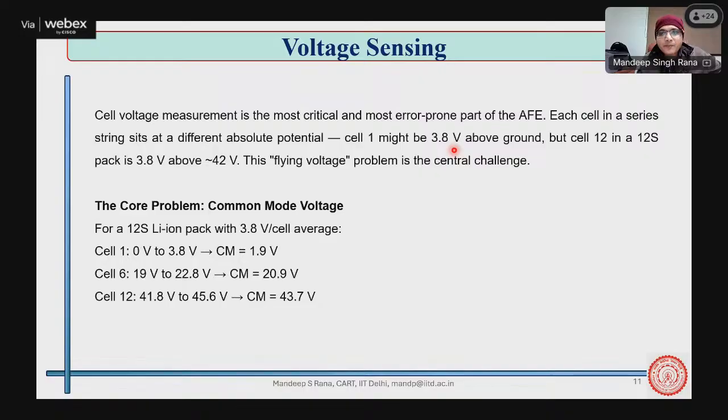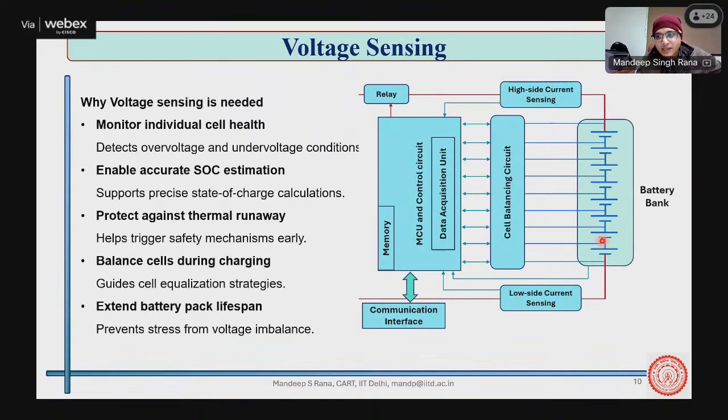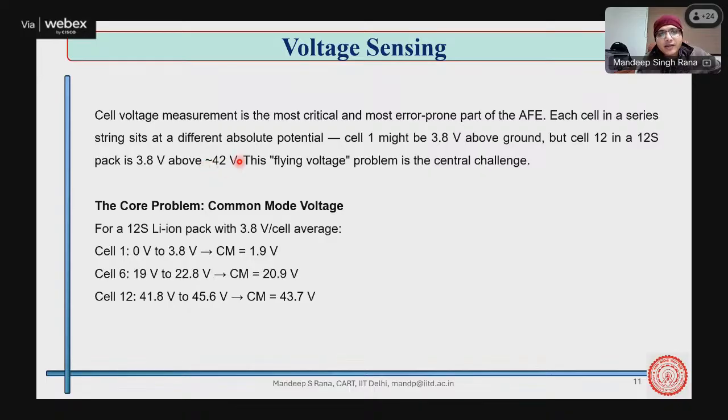But think about it, the lowermost cell is near ground like this one, and the uppermost cell is near the high voltage side. So basically you have various situations like one cell which is sitting at 48 volt and it has 3.8 volt, another cell which is sitting near ground and it has 3.8 volt. Sensing these two at the same time and without error is actually challenging.